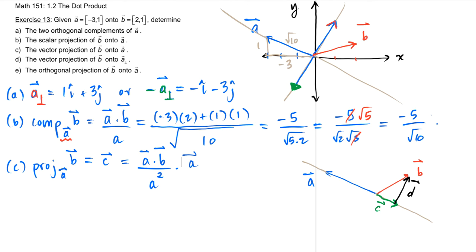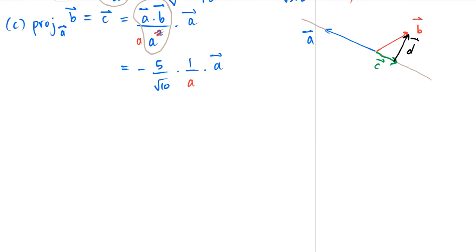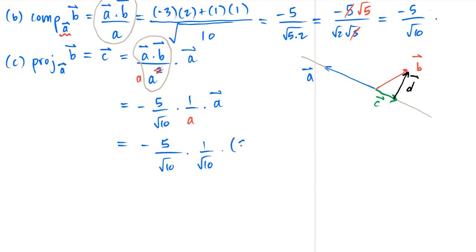One thing we can consider is that we've already worked out A dot B divided by A. And if we break this apart in the bottom, we have A times A. So we've already got this A dot B over A in part B, this negative 5 over root 10. So from there, we can continue and say we have negative 5 over root 10 multiplied by 1 over A, that I wrote in red, and then multiplied by the A vector. So we know that A is the magnitude of root 10. And so we get negative 5 over the square root of 10 times 1 over the square root of 10 multiplied by vector A, which was given, and vector A is negative 3i hat plus 1j hat. I'll use the basic vector notation, negative 3i hat plus 1j hat.